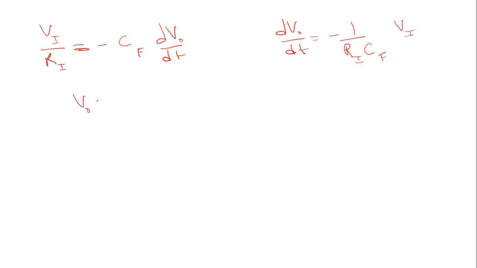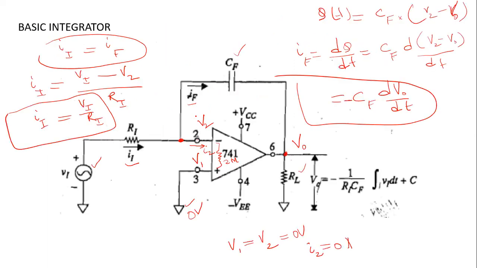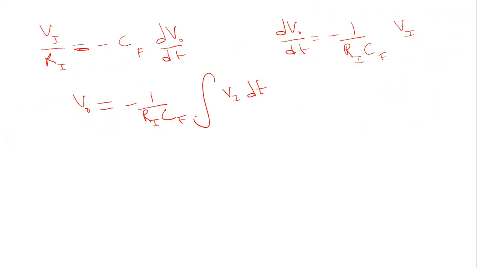So your V0 output voltage will be minus 1 upon, these are constants, resistance and capacitance, integration of your input signal. As you see here, finally the relation between output voltage and input voltage, when you express output voltage in terms of input voltage, is that your output voltage is minus 1 upon Ri into Cf into the integration of your input signal. You can consider a certain integration constant also, but never mind.